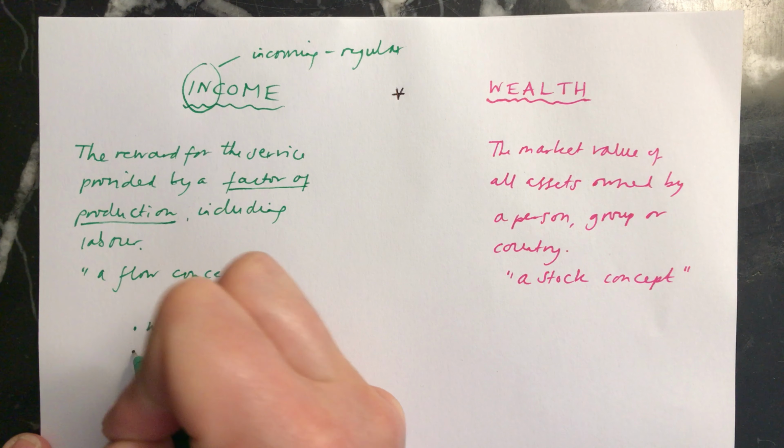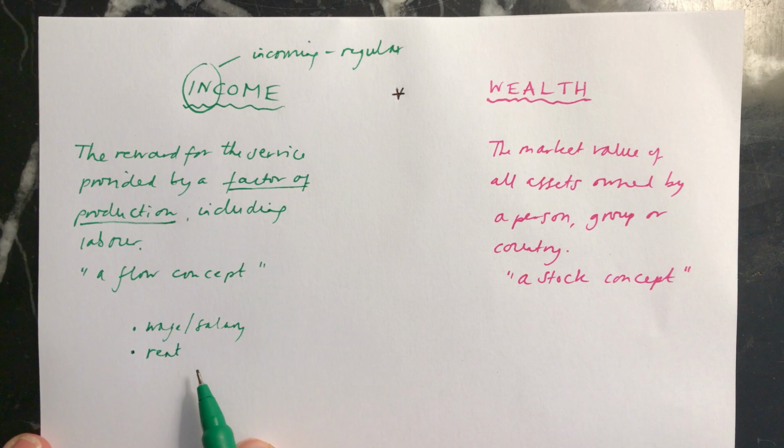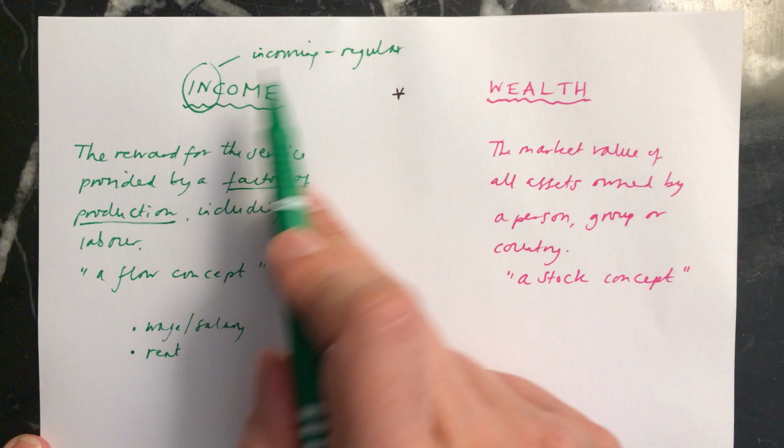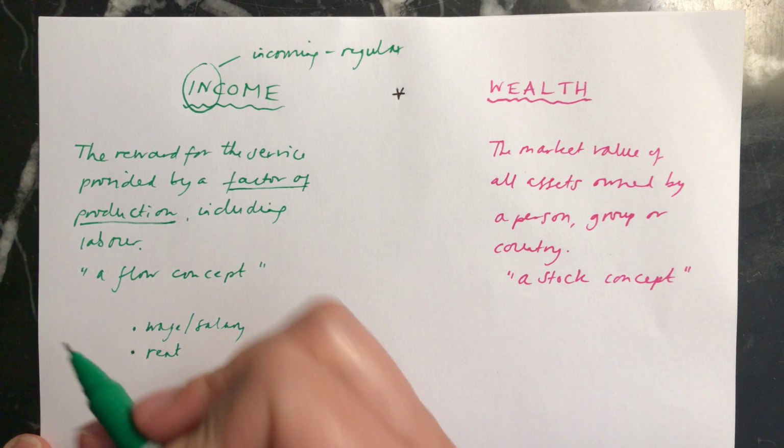Another thing which would be counted as income is rent. If you own a property and you let it out to somebody else, they will pay you rent every month. This will be incoming money coming in regularly to you, and you would receive the rent, so that would be an income for you. Again, it's a flow concept.